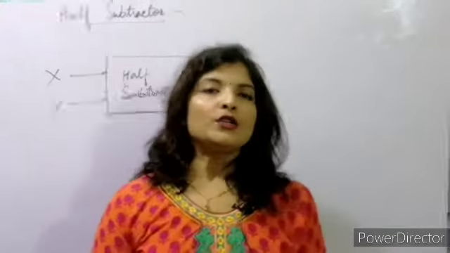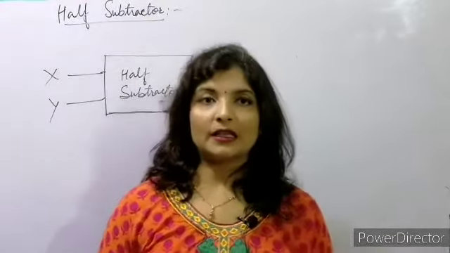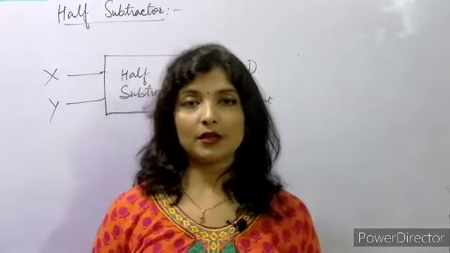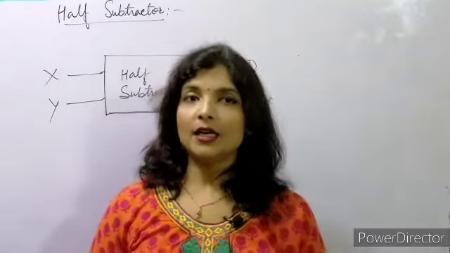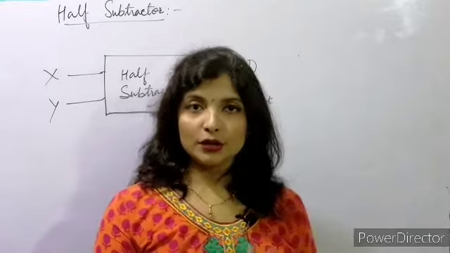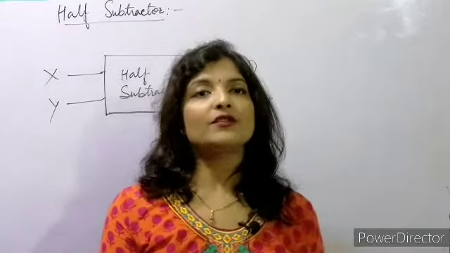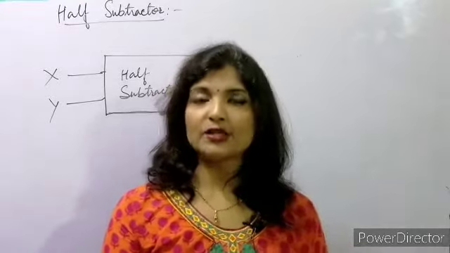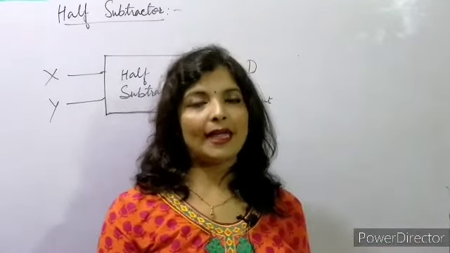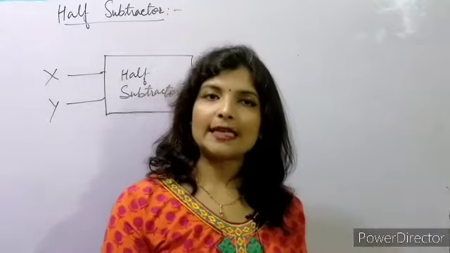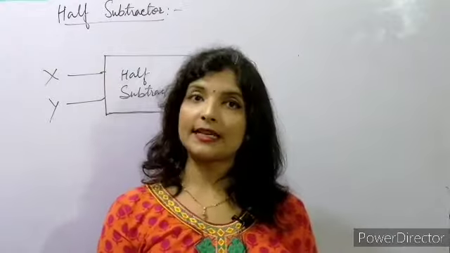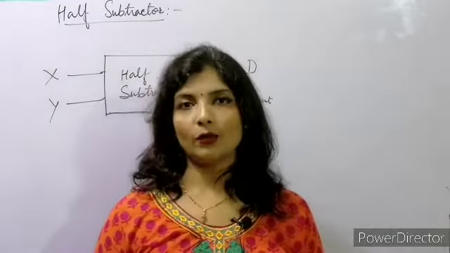Now we'll see the half subtractor. When we are talking about a half subtractor, there will be no borrow in, there will be only 2 bits. So we'll talk about single bit binary values. We have 2 single bit binary values, and we have to subtract one single bit binary value y from x, and this will give a difference d and a borrow out b out.